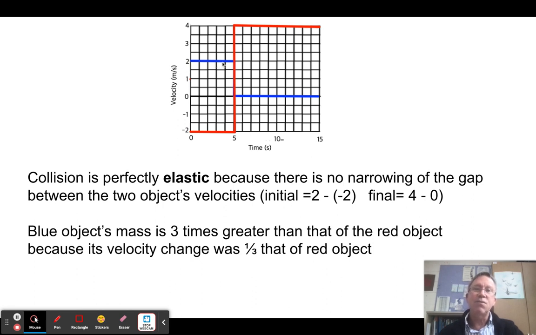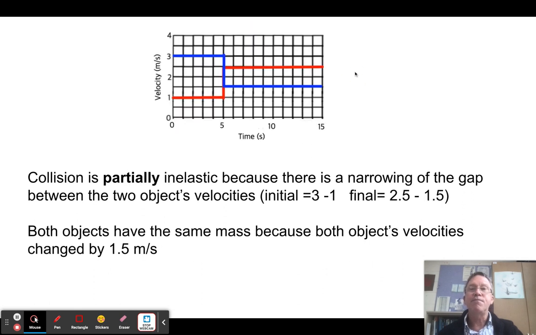And I can look here and say, well, this one changed by 2, whereas this one changed by 6. So the blue one must have 3 times the mass of the red one, or conversely, the red one has a third the mass. If I look at this one here, I can see this gap narrowed a little bit, indicating that there was some loss of kinetic energy. The mechanical energy went down as a result of this collision. I had non-conservative forces, probably the normal force between two colliding objects.